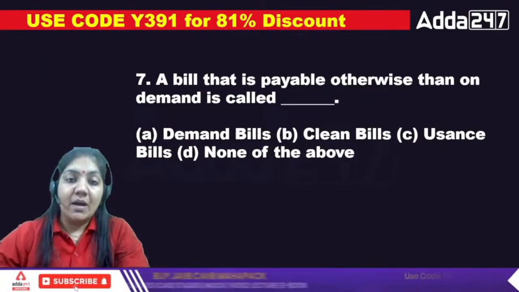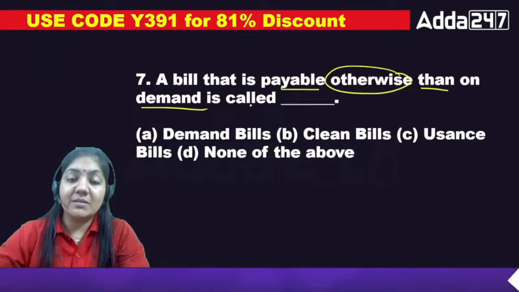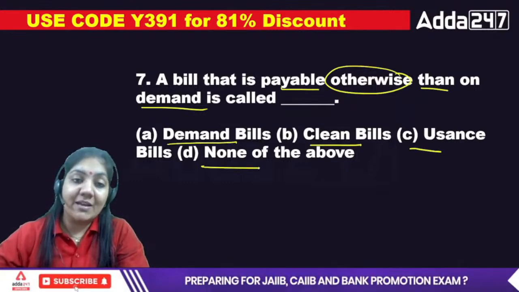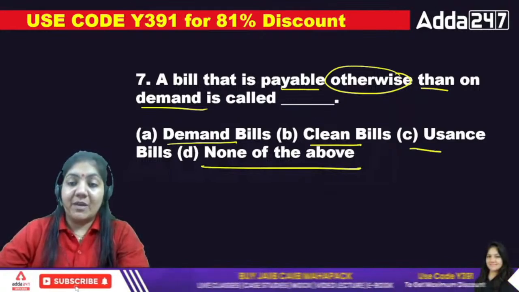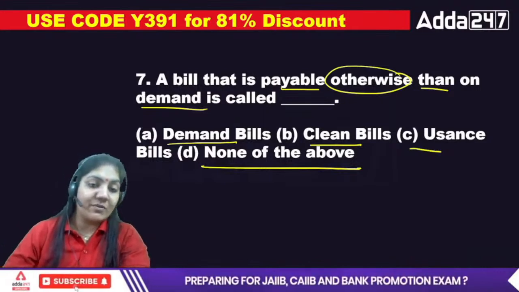Next. A bill that is payable otherwise than on demand is called what? Demand bill, clean bill, usance bill, and none of the above. Seventh one. That is payable otherwise than on demand. It's a very simple one. Seventh one.